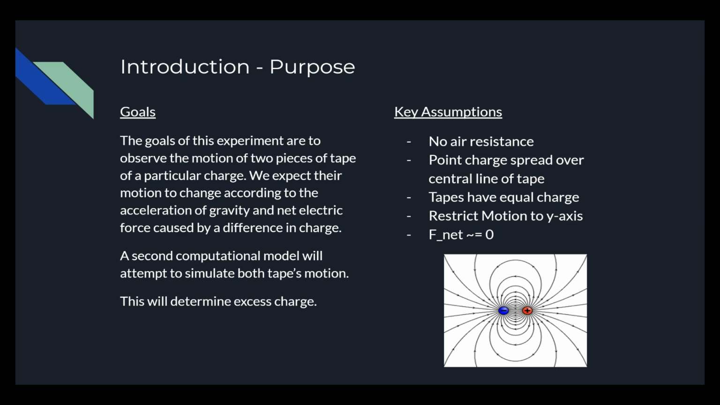So the key assumptions are pretty much the same. We're going to restrict motion to the y-axis for the tapes. That way, they don't really shimmy in the z or x-axis and increase the distance between them. They only are going to be suspending each other. The net force is also not equal to zero, but only in the sense of the programming for the GlowScript. And this is going to help us to estimate that charge on the tapes.